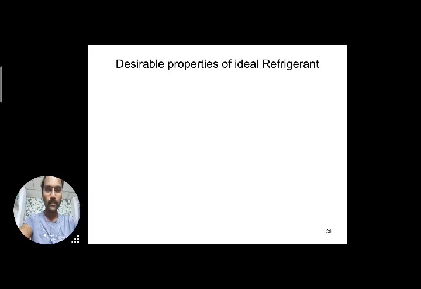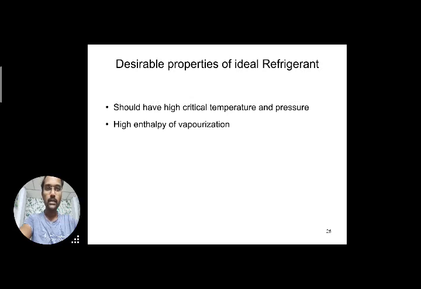So this is regarding the practical vapor absorption refrigeration system. Hope you have understood all the additional components, what their use is, how they increase the overall efficiency, and how it is more economical than the ideal vapor absorption refrigeration system. Let us focus on the next topic, that is the desirable properties of an ideal refrigerant. So here are a few points. It should have high critical temperature and pressure.